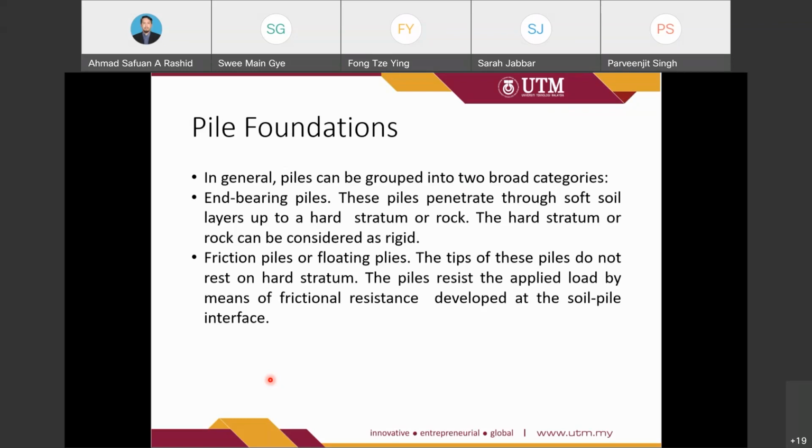Another one is the friction pile or floating pile.